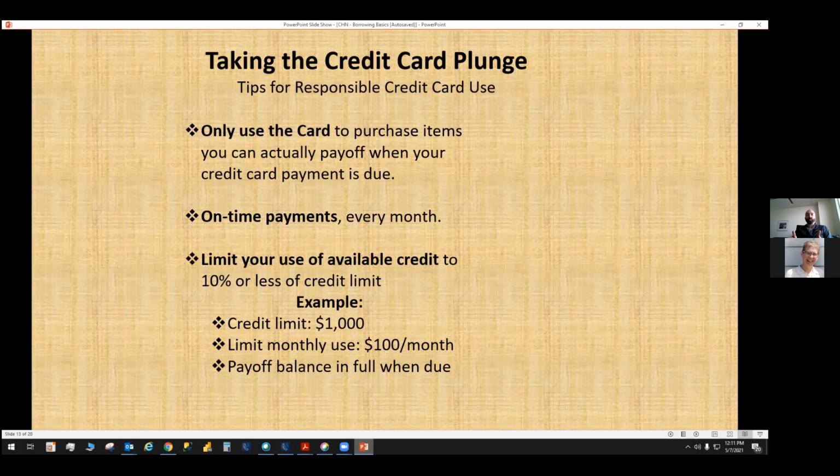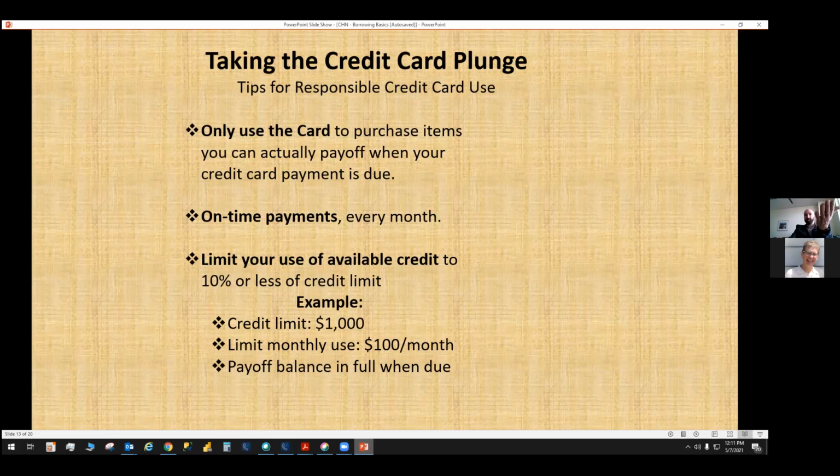Try to keep your use of your credit cards within 10% of their available credit. So if you have a $1,000 limit on your credit card, try to only put $100 on there at a time before it's paid off again, and then you can use it again, right? So keep that debt usage at or below 10% of your available credit. If you have a $3,000 credit limit on your card, then $300 is the 10% mark before you pay that off, and so on and so forth.